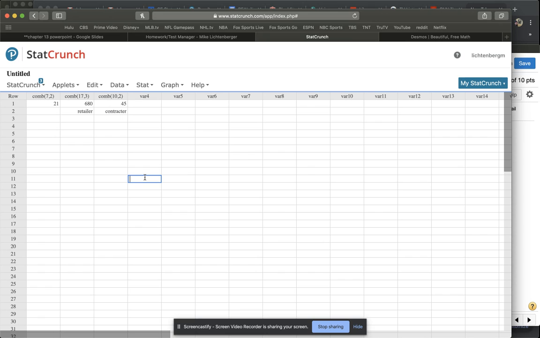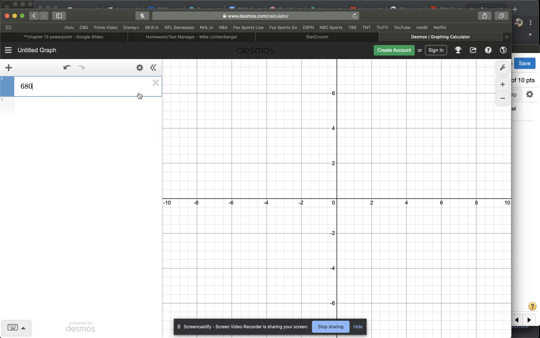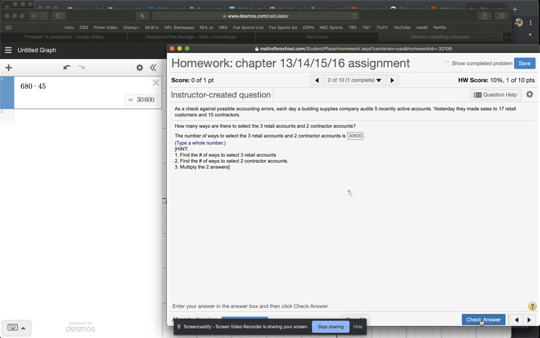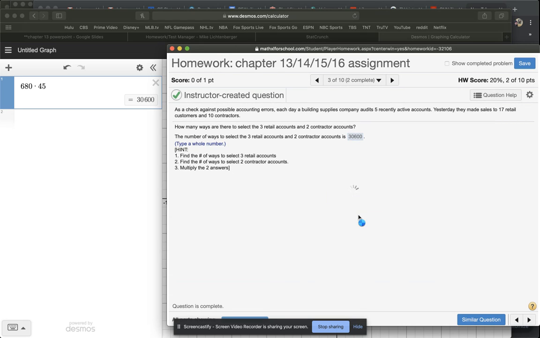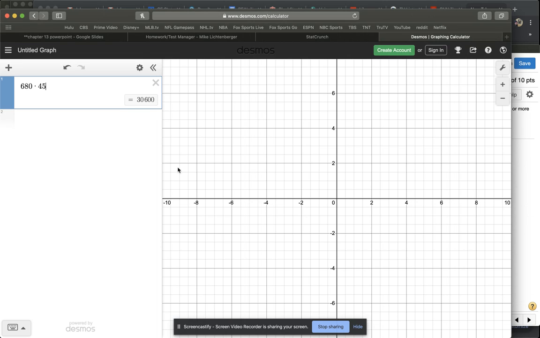And the way I'm going to find the overall answer is to simply multiply those 2 together. So 680 times 45 is 30,600. So my overall answer is 30,600. And that is the answer to number 2. Okay, so those are the 2 questions in the assignment that have to do with chapter 13.